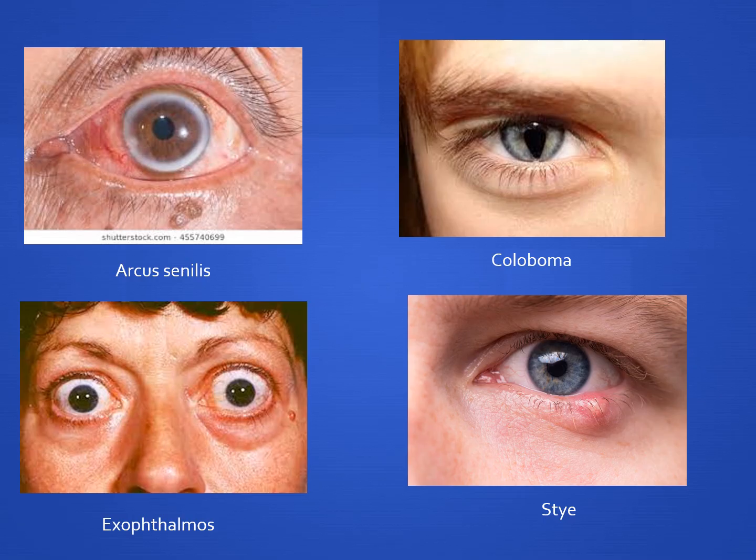Coloboma. This is a congenital defect. You'll see a keyhole-shaped pupil. This can be present at birth. It can affect vision depending on severity. It may be associated with genetic syndromes.